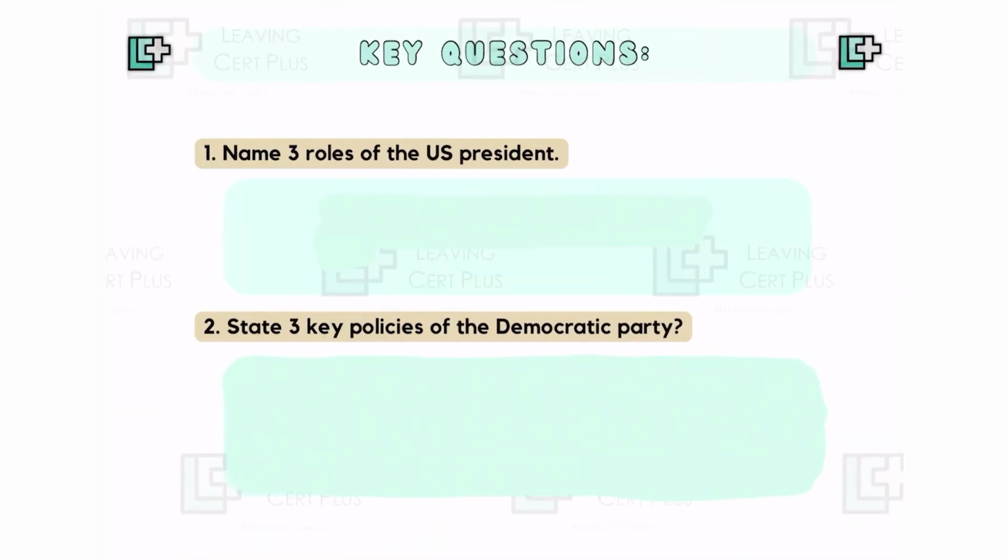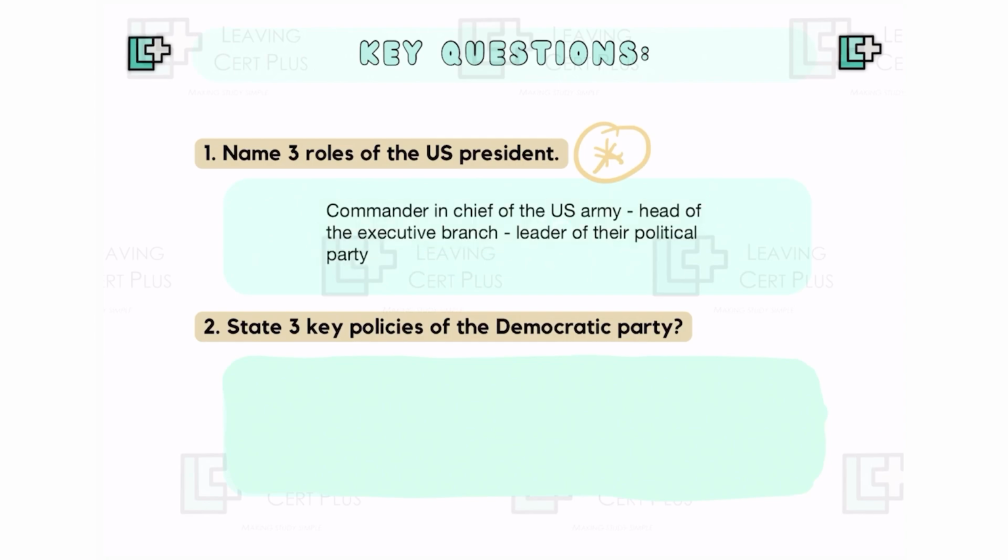So a couple of key questions to look back on. This one is in relation to the last lesson. I want you guys to try and cast your minds back to this very important question. Name 3 roles of the US president. So, the commander-in-chief of the US Army, they're head of the executive branch, and they're the leader of their political party.